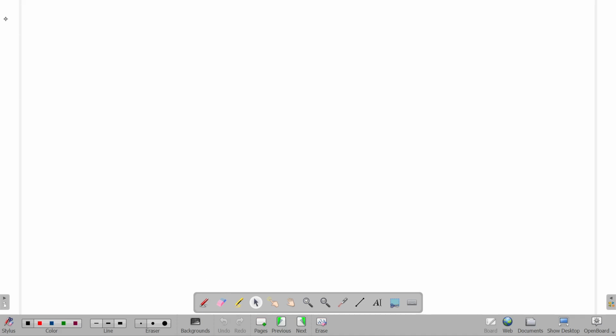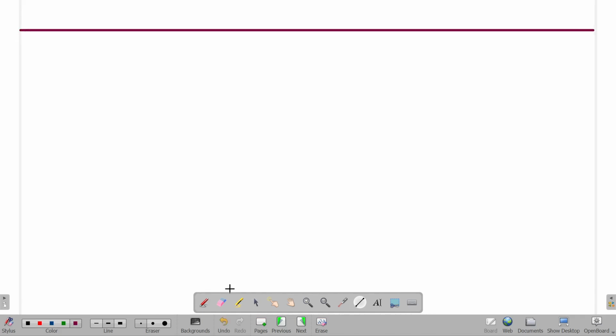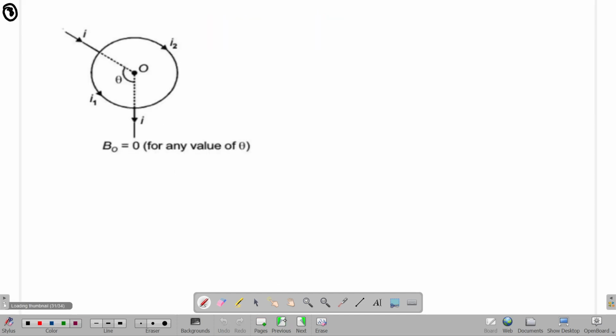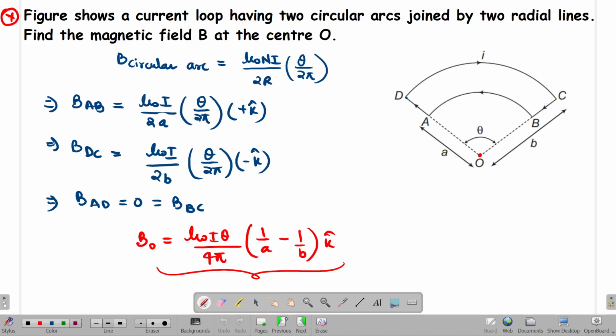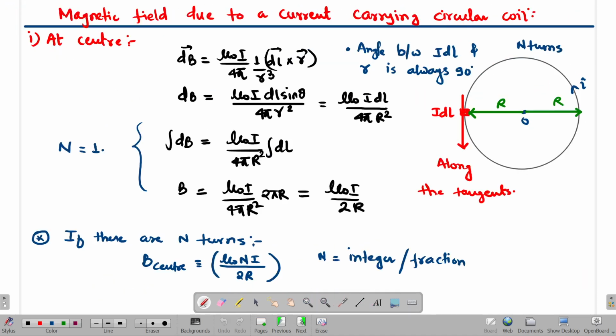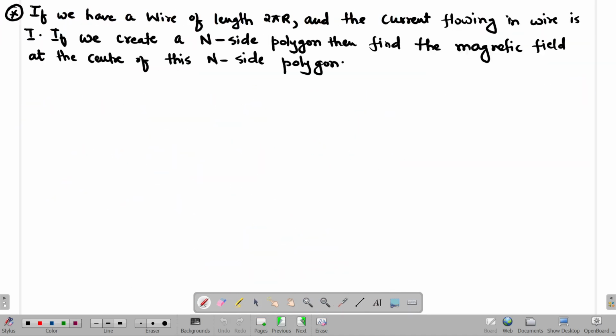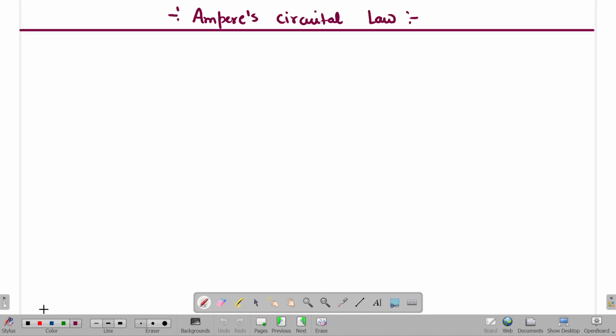Okay. Now let us give another heading. Let us move on to our next topic, which we call Ampere's circuital law. Now the question arises, why Ampere's circuital law? Now you saw all these problems, isn't it? They need too much big kinds of integration to handle any simple problem also.